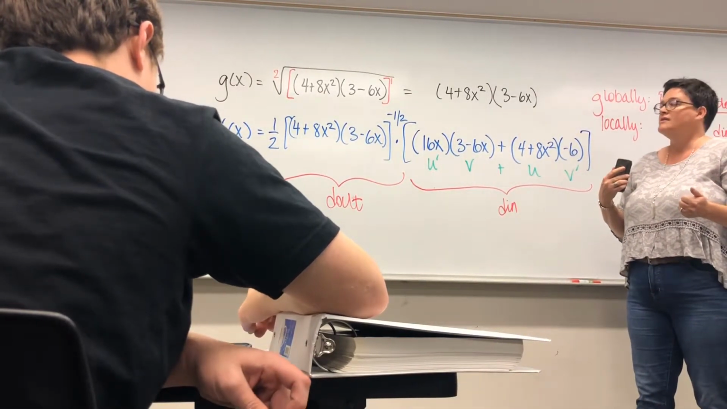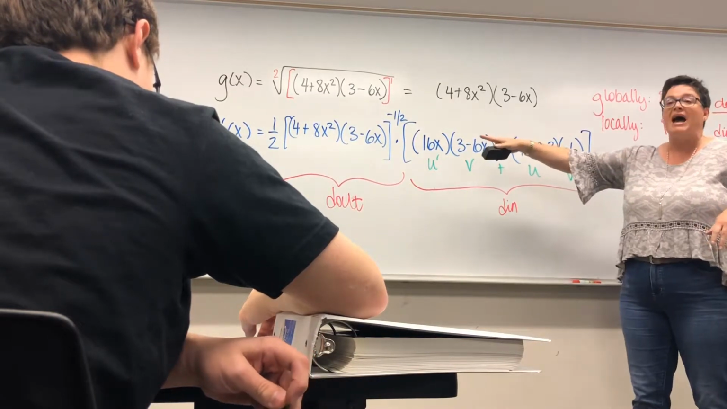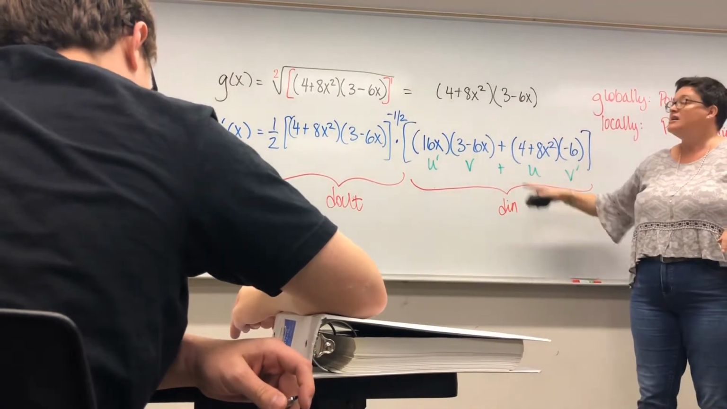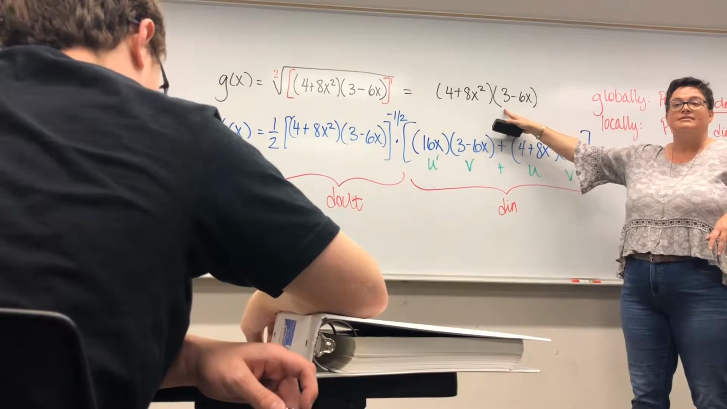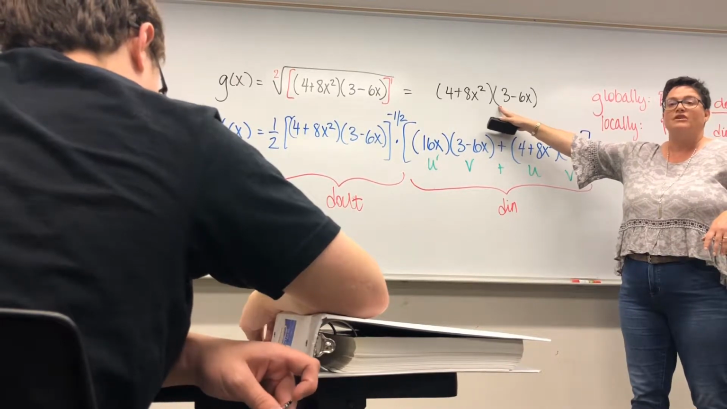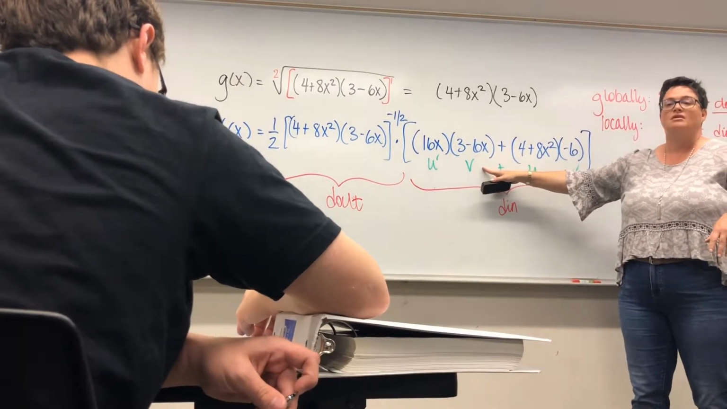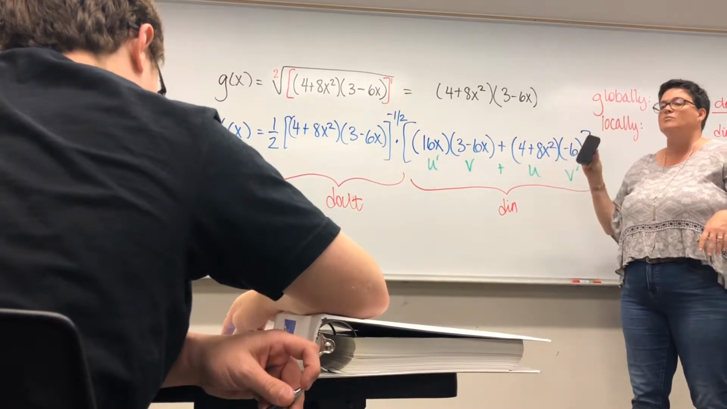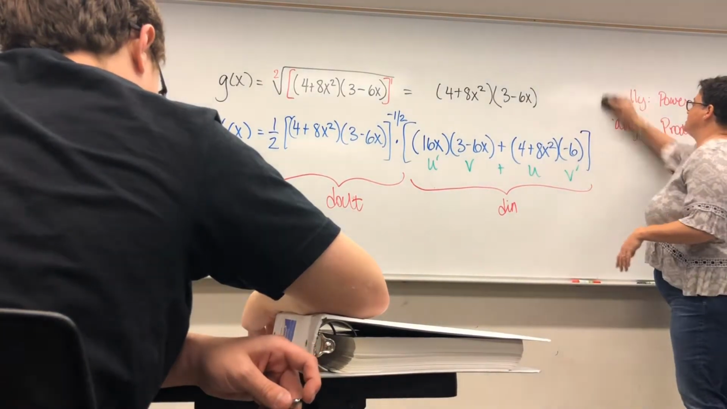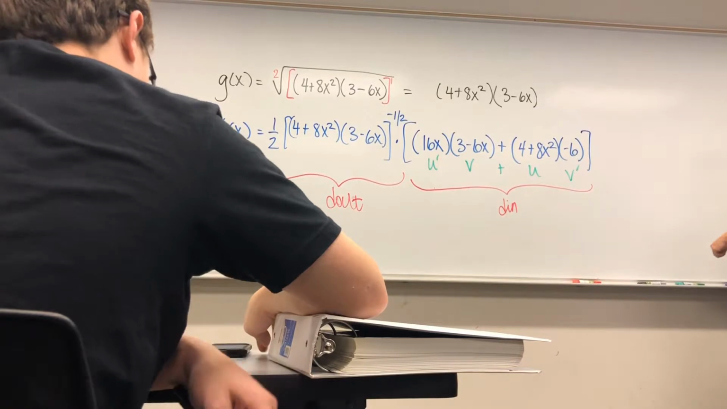Okay? Because it is a power, we have to do D out, D in, but D in has its own process. The internal function was a product, so we have to do the product rule on it. So I'm going to do this trick one more time with another function. See how you do with it. That makes more sense.